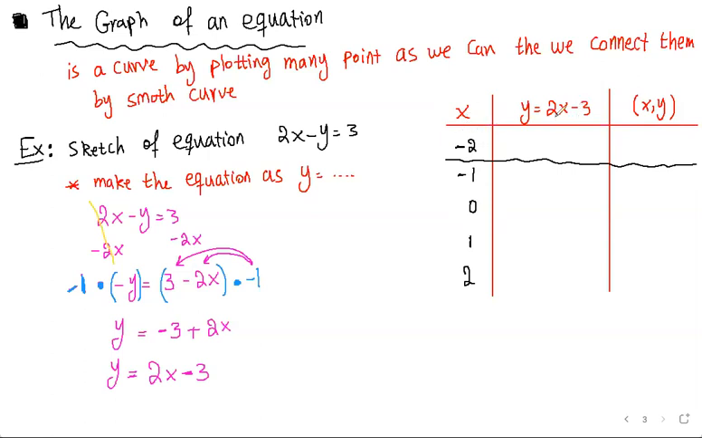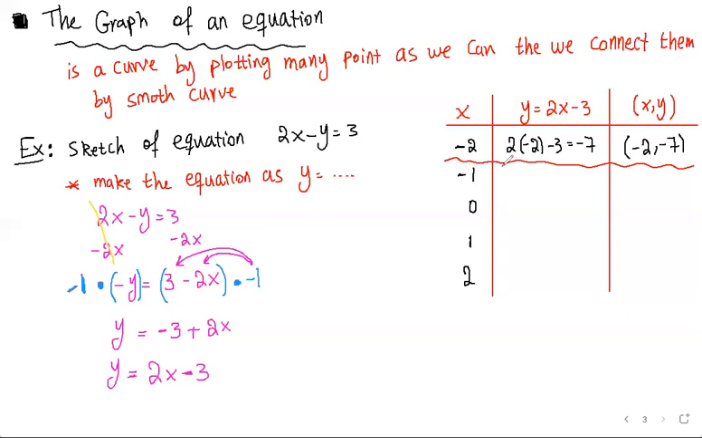-2, plug it inside this formula. What do I get? -7. After I plug this point inside this formula, I get 2 times -2 minus 3, which is -7. So the point is -2 comma -7.